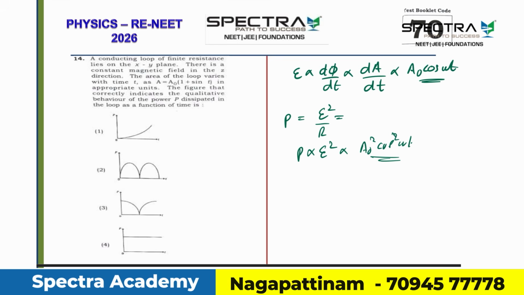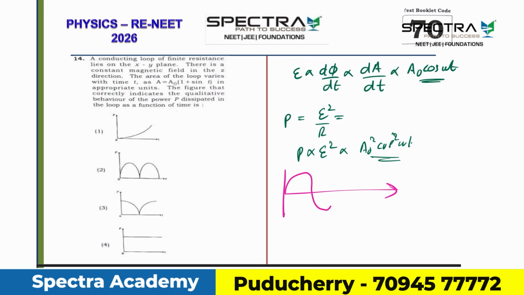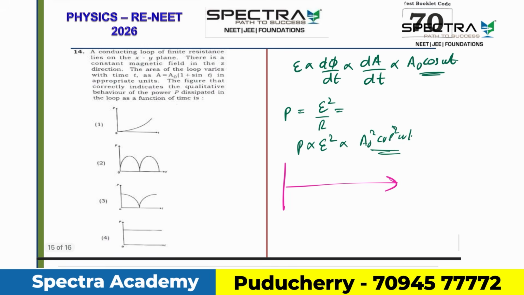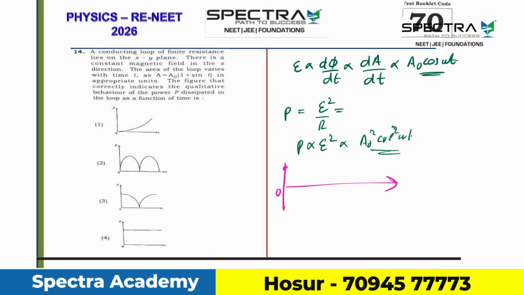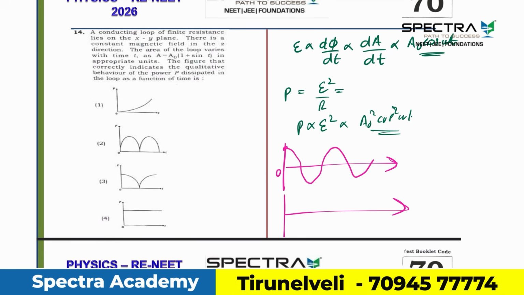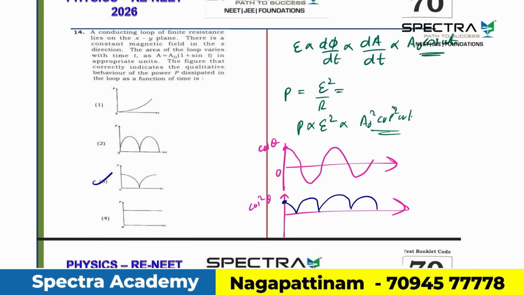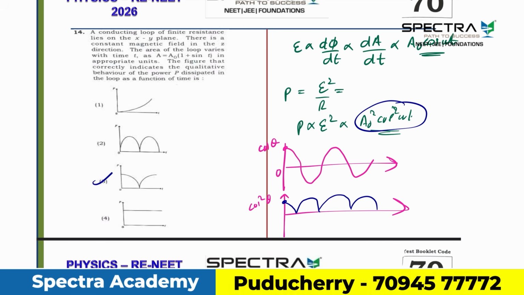So the cos square function graph. Students, the cos function graph starts at cos 0, the peak. But cos square means the cos theta graph squared. So for cos square theta, the negative values become positive when squared, so it has positive cycles. But we have to start from the peak value. So the third option, because it is a cos function. Okay, so the third option is our right answer.